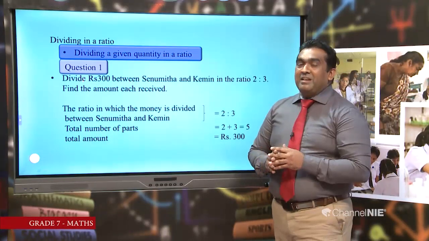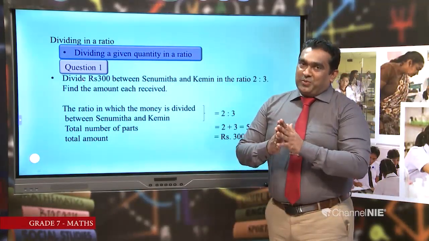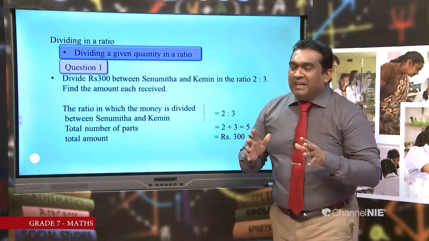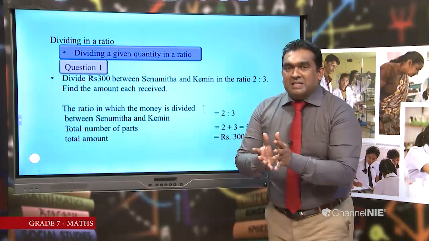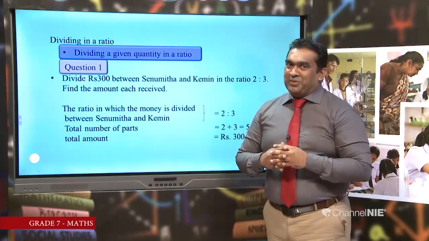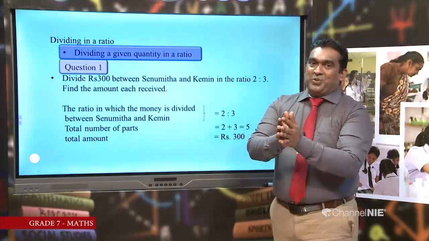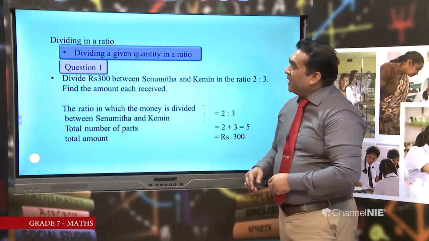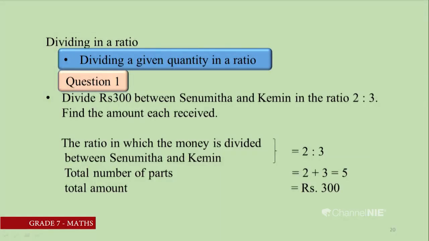Now, dividing in a ratio, we are going to divide a certain amount according to a ratio. In this case, you have to find out the total number of parts contained in the ratio. Total number of parts. Dividing in a ratio. Here, question number 1. Divide 300 rupees between Senumita and Kemin in the ratio 2 to 3. Find the amount each received.